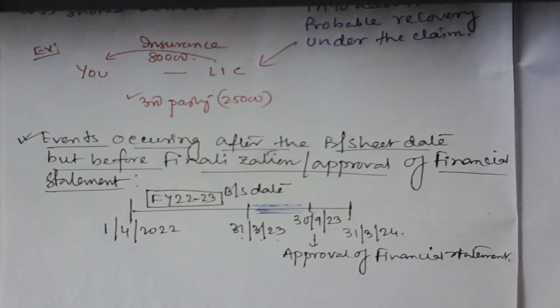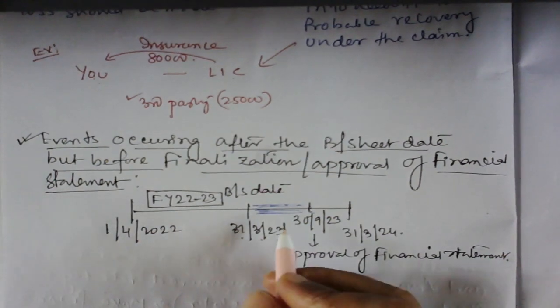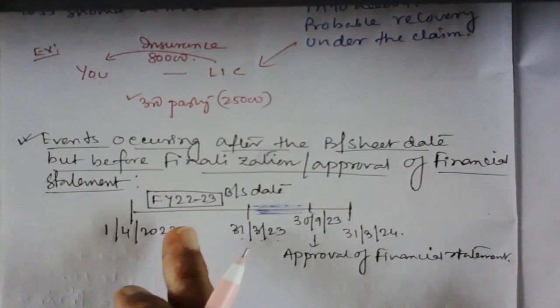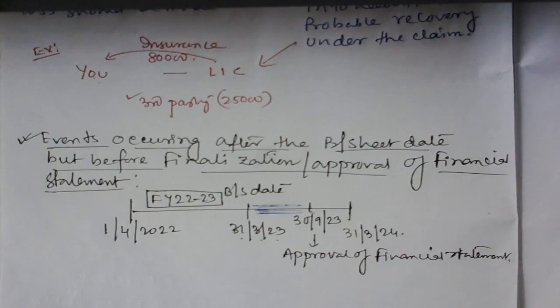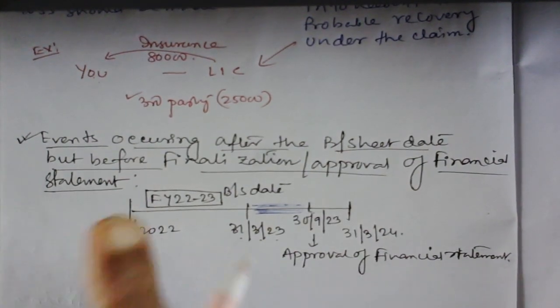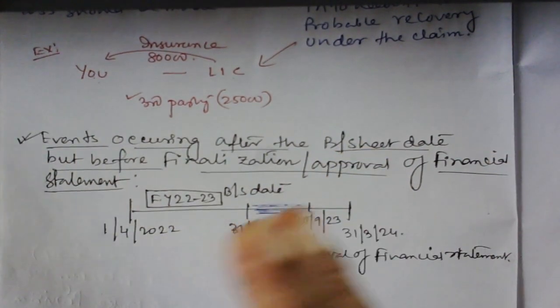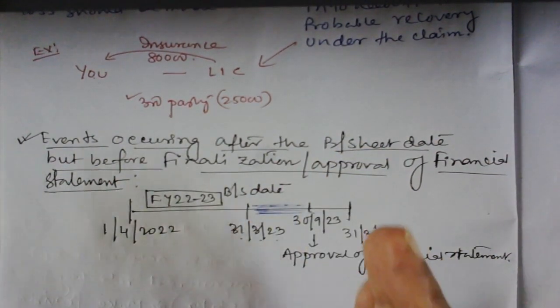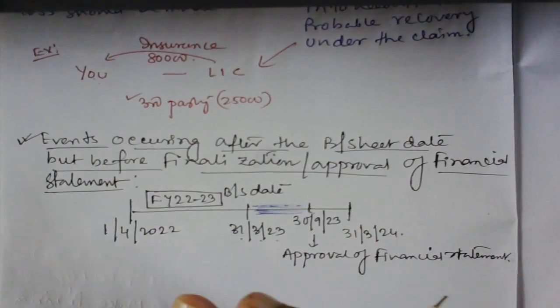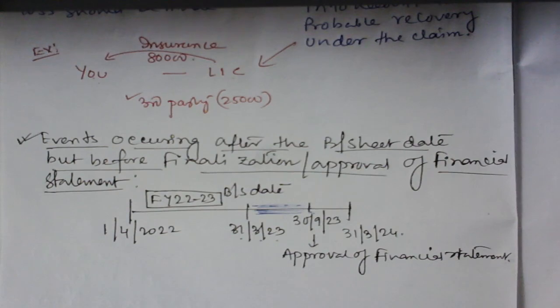Jaise, fire occurred on 31st May. But at the balance sheet date, the event is already existing. You know that fire may occur at any point of time. So on the balance sheet date, the event based on the fire is existing, and the event actually happened on 31st May, 2 months after the closure of the financial year but before approval of the financial statement. So you can say it is an event occurring after the balance sheet date.